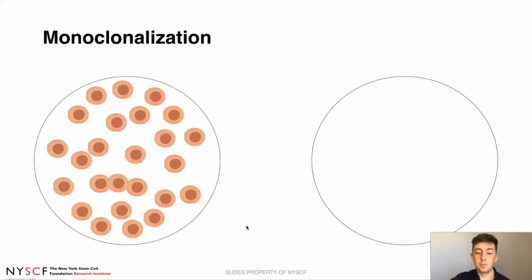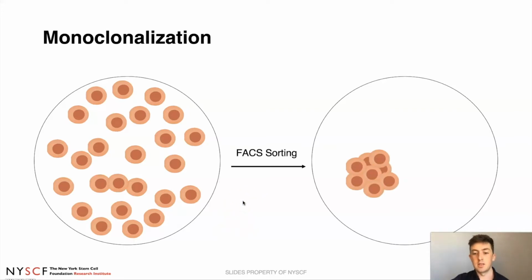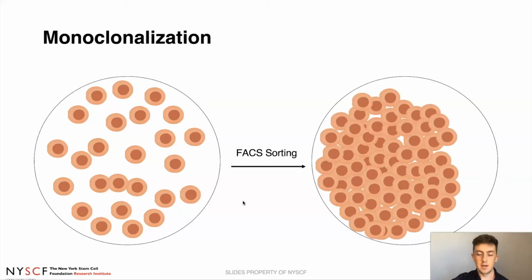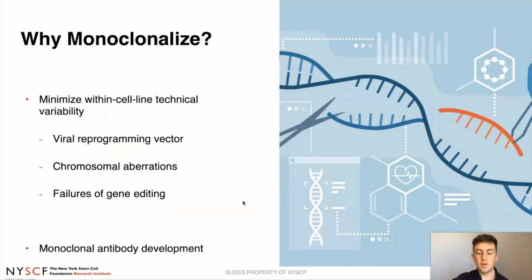And one of the important steps that we often use in the array is to monoclonalize, which just refers to the isolation and subsequent expansion of a single cell which has been derived from a cultured population. There are a number of reasons we might want to do this, and most of them have to do with minimizing or eliminating technical variability in one form or another, which may have been introduced during the reprogramming process or during gene editing or some other activity at NYSCF. And the big one for the pharmaceutical industry at large, obviously, would be monoclonal antibody development.